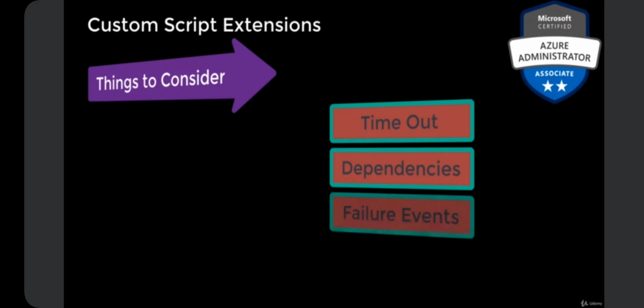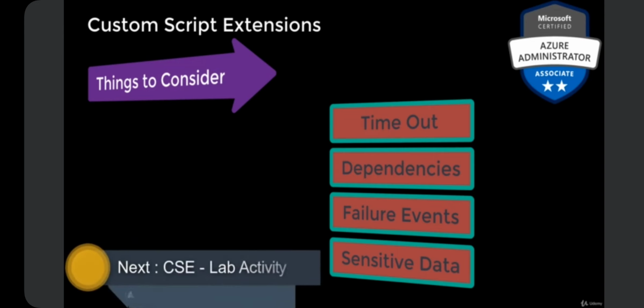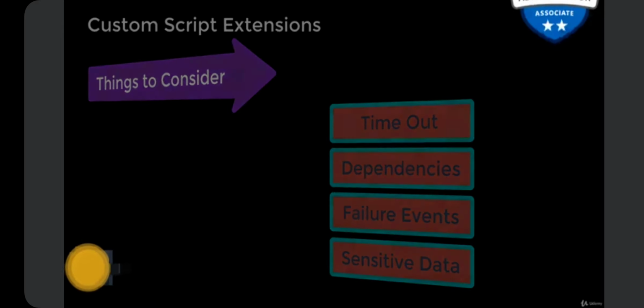Be sure to account for any errors that might occur when the script is running. For example, running out of disk space or security and access restrictions. What will the script do if there is an error like that? Consider handling sensitive data. Your custom script extension may need sensitive information such as credentials, storage account names, and storage account access keys. How will you protect and encrypt this information?